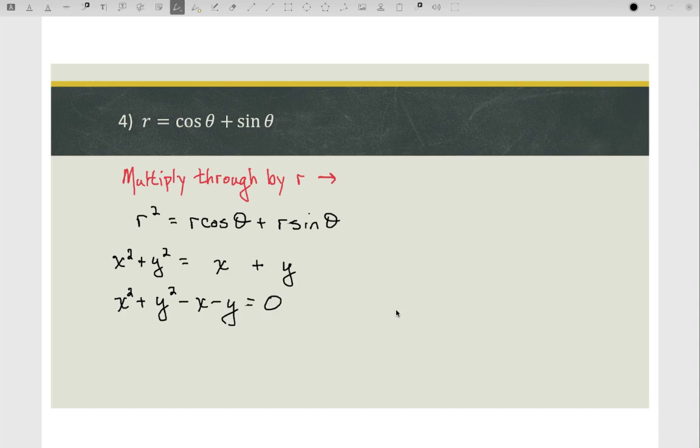And we could easily graph this in polar mode. In rectangular mode, as we talked about in the earlier video, we would not really be able to solve this for y, thereby utilizing our calculator to graph it. But in polar mode, it's very easy. So let's go take a look at that.